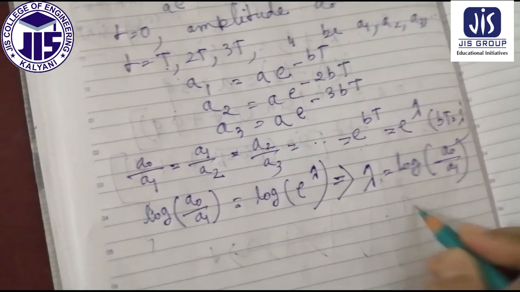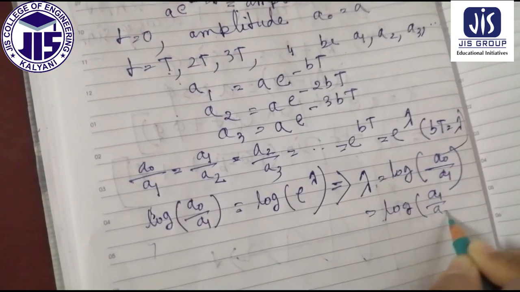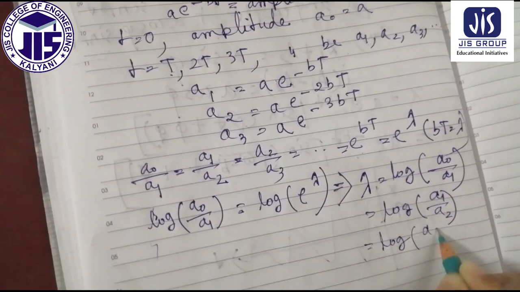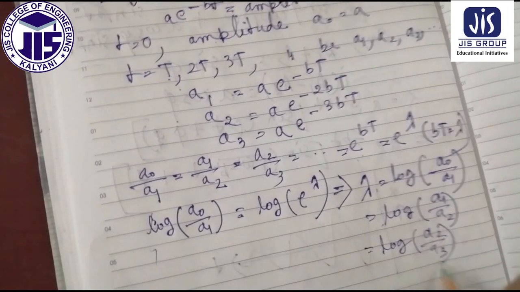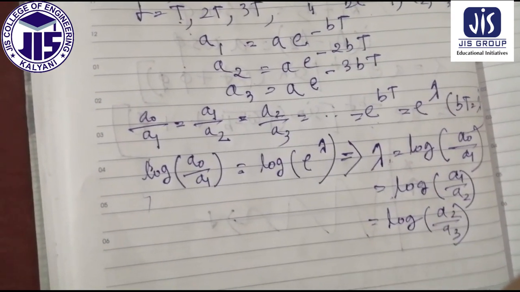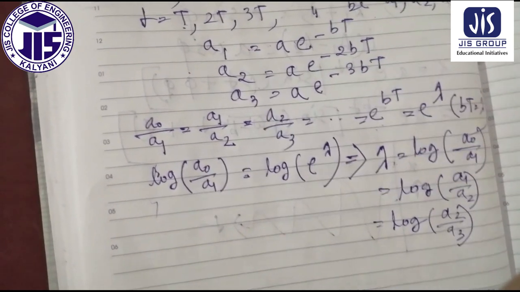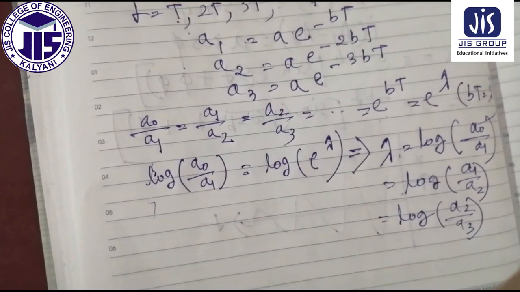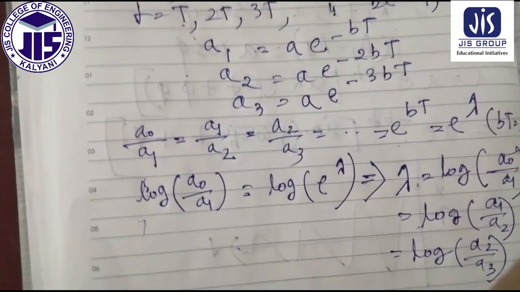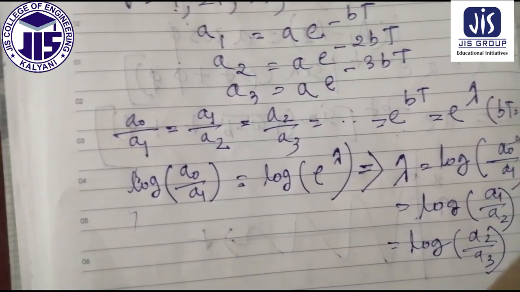Similarly, λ equals log of a1 by a2, equals log of a2 by a3, and so on. Hence logarithmic decrement may be defined as the natural logarithm of the ratio between two successive amplitudes which are separated by one period of oscillation.